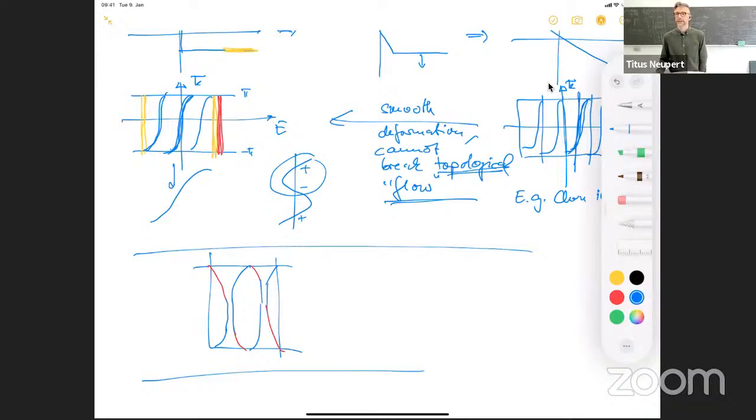Now, anonymous attendee asks, could you show the connection between the symmetry of the Wilson loop and the Chern number in materials? So the Chern number, I'm not 100% sure what the question aims at. There are certain constraints that provide you with conclusions about the Chern number.